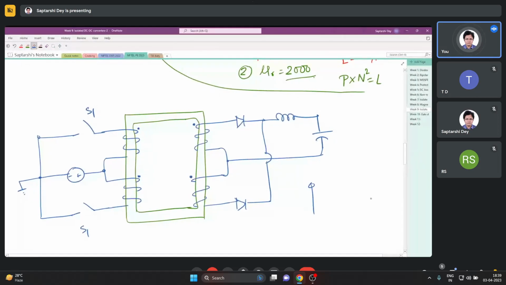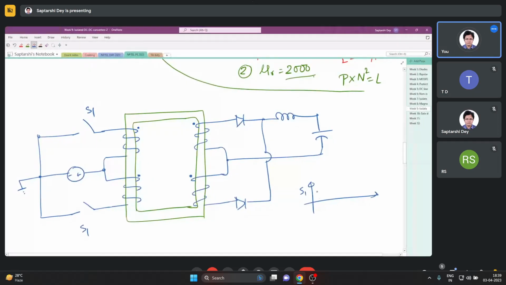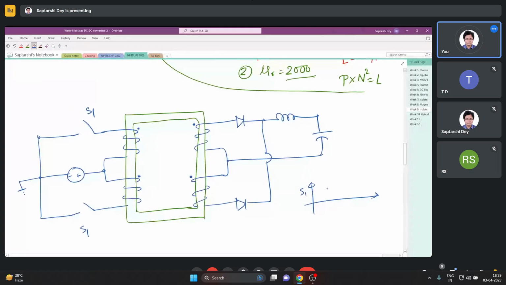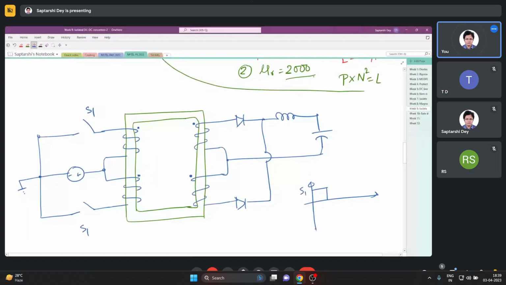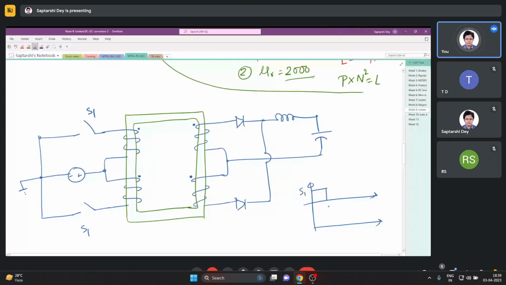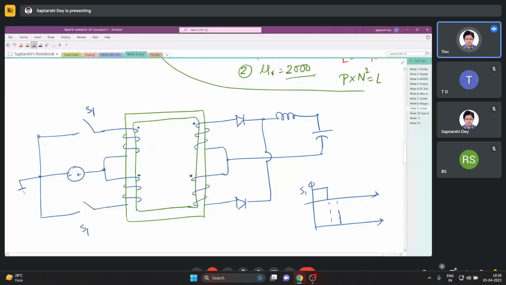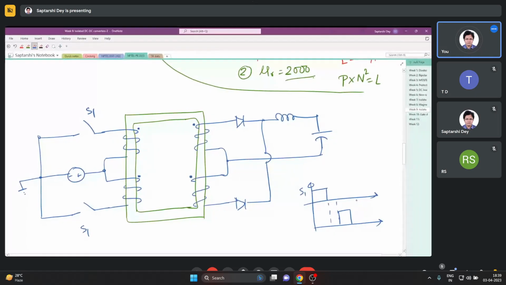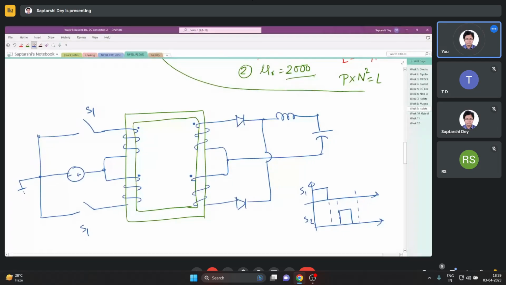First we turn on S1, right? We turn on S1 first, then we give a blanking time here, then we turn on S2, another equal blanking time, S1 S2. They're turned on like this. Now this is the time when S1 is turned on, the core stores energy. Okay, the core stores energy.